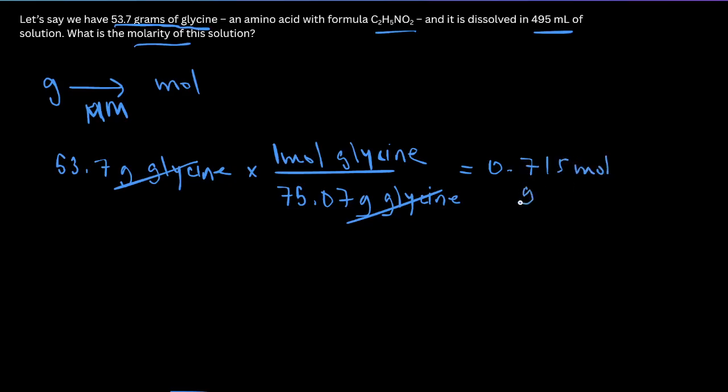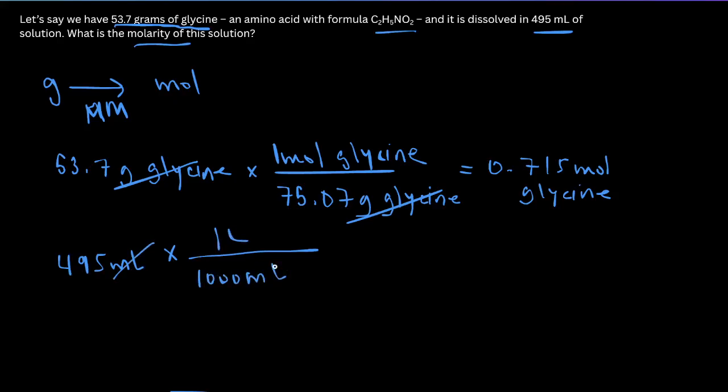moles of glycine. Now, next step, we're given that we have 495 milliliters of solution. Remember, we have to have this in liters. Always, always, always in liters, when we're dealing with molarity at the very least, right? 495 milliliters, we know that we have 1,000 milliliters per 1 liter. Canceling our units of milliliters gives us 0.495 liters.